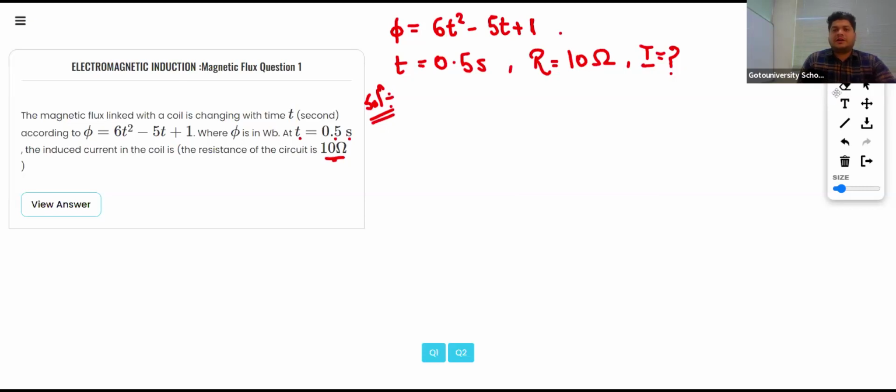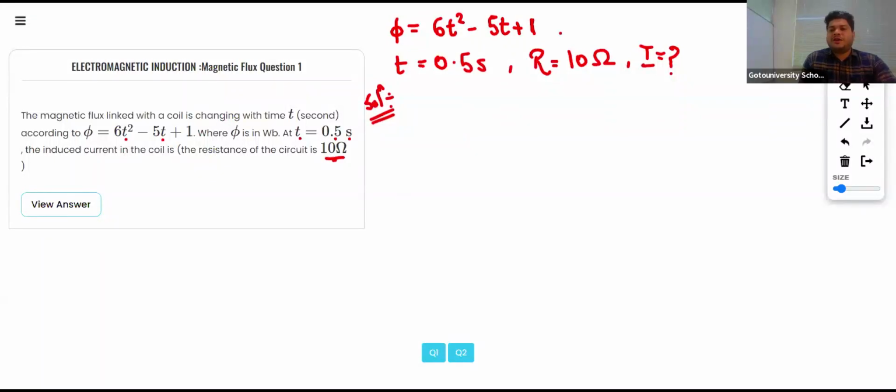Okay, we have to find the current. How? See, this is changing. Means at time 1 second the phi will be something else, at 2 seconds it will be something else. So if you substitute the value of t, you will get the value of phi at that particular time.